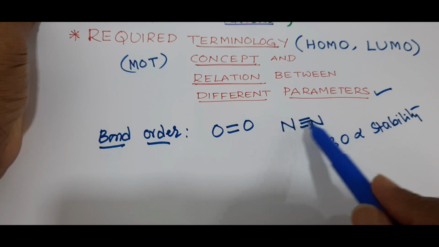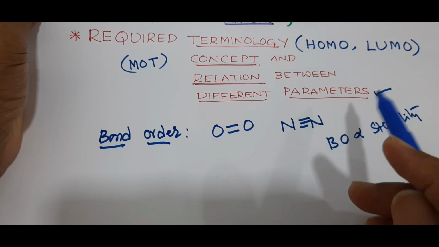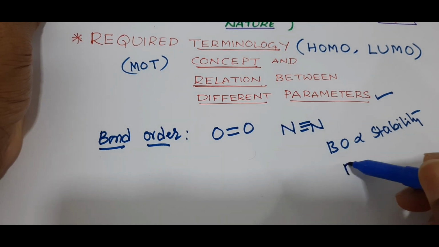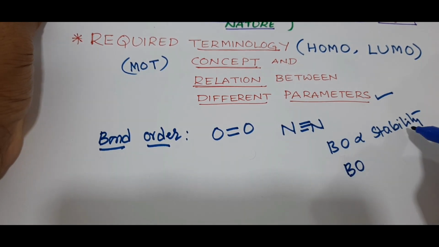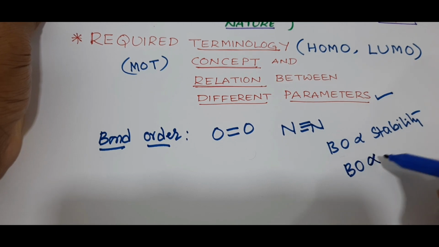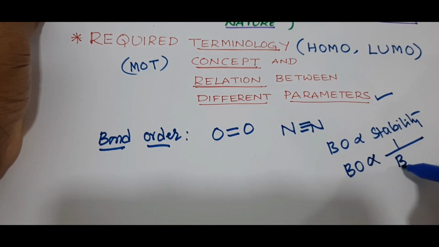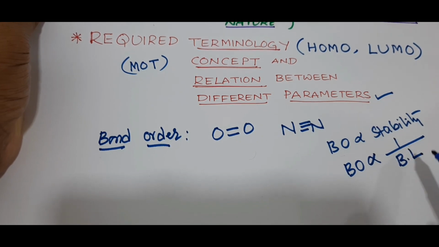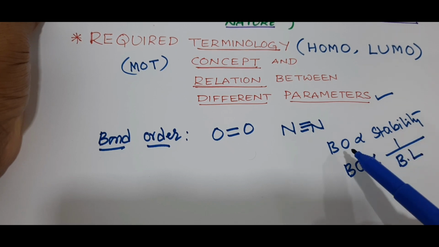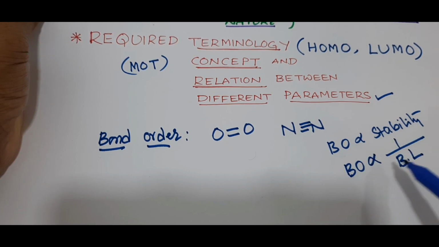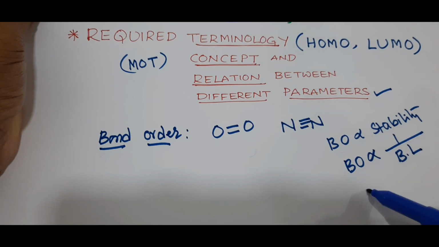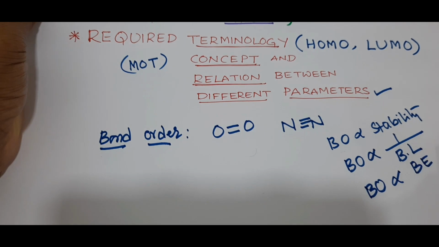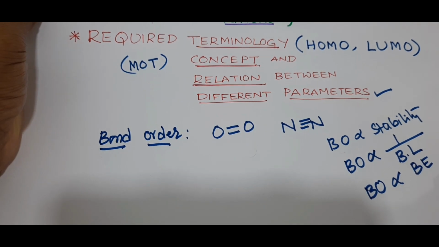Why does stability increase when bond order increases? When more bonds are there, the atoms come closer, so bond length will decrease, and then it needs more energy to break. So if bond order is more, stability is more and bond length is less. Bond order and bond length are inversely related. Bond order is more, bond energy is more.